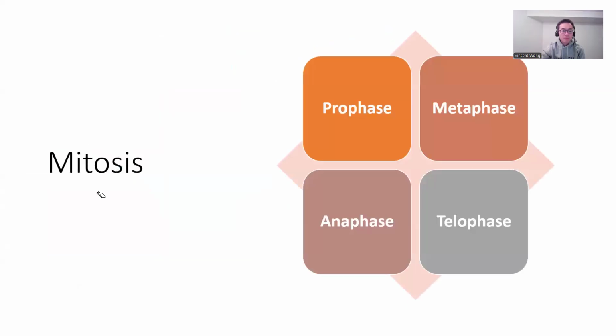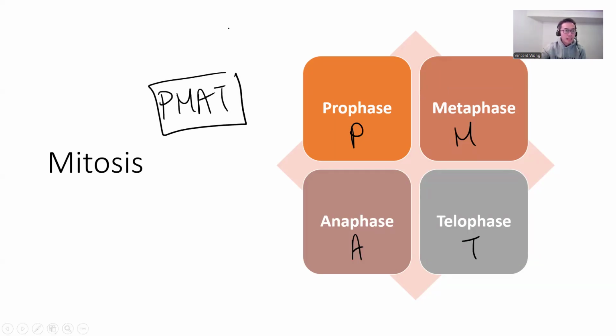So mitosis is separated into 4 phases: prophase, metaphase, anaphase, and telophase. There's an acronym you can use to remember it: PMAT. There's a question: so the chromatin is the outside of the nucleus, and chromatin and chromosome are the same thing? It's just a different level of compactness.